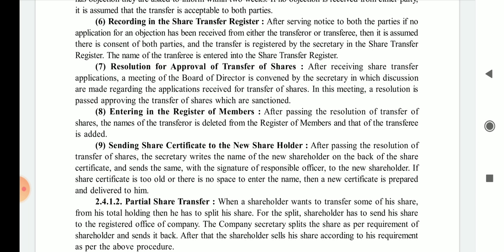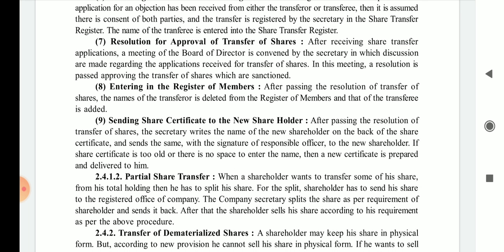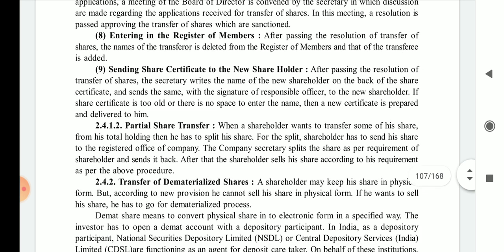Now next one is sending the share certificate to the new shareholder. After passing the resolution of the transfer of share, the secretary writes the name of the new shareholder on the back of the share certificate and sends the same, with the signature of the responsible officer, to the new shareholder. After passing the resolution, the secretary receives the share certificate and writes the name of the person who had purchased the shares on the back side of the share certificate, and sends it to that particular person, duly signed by the responsible officer as well as the authority, or you can say with the necessary stamps or sign. He will send the same certificate to the person who had purchased the share.